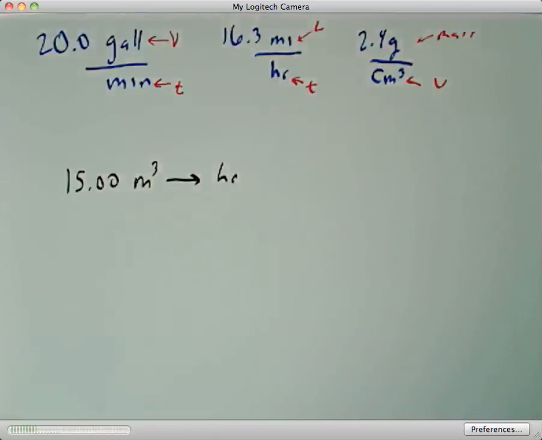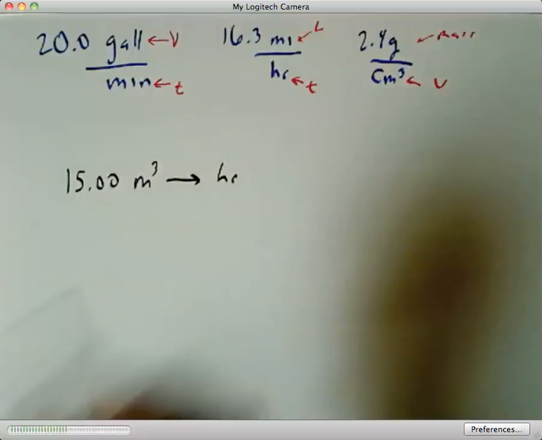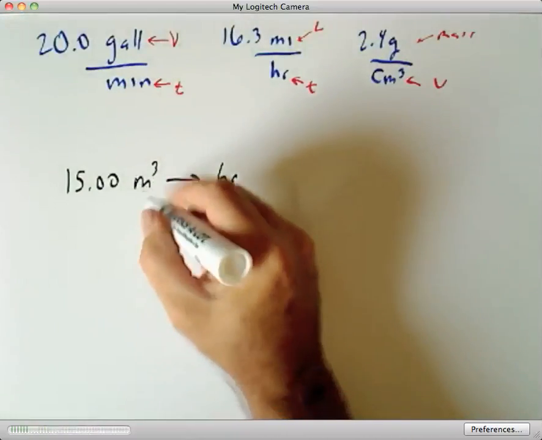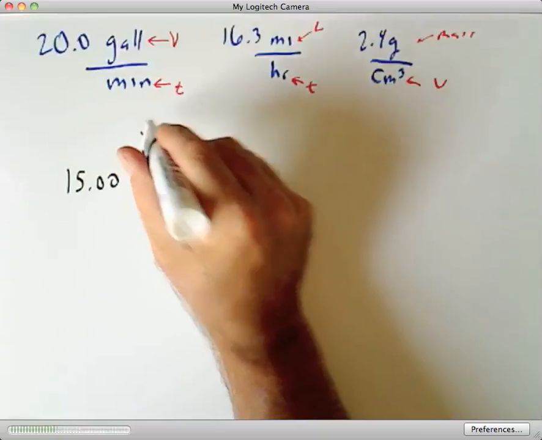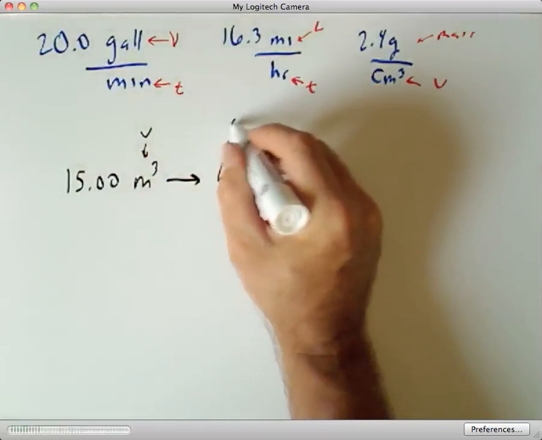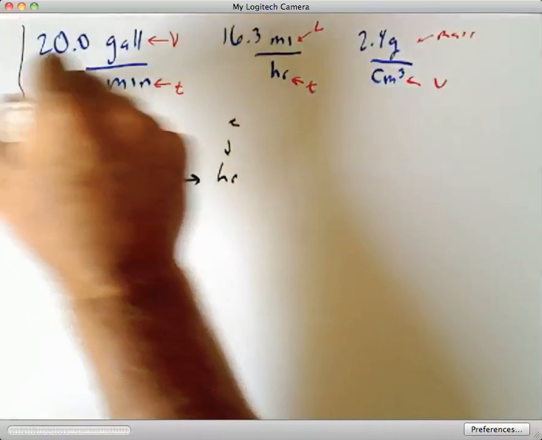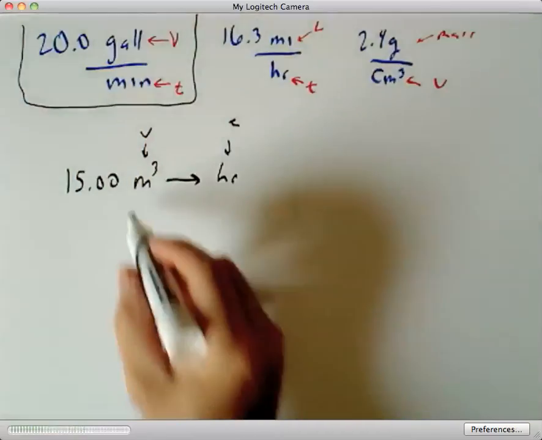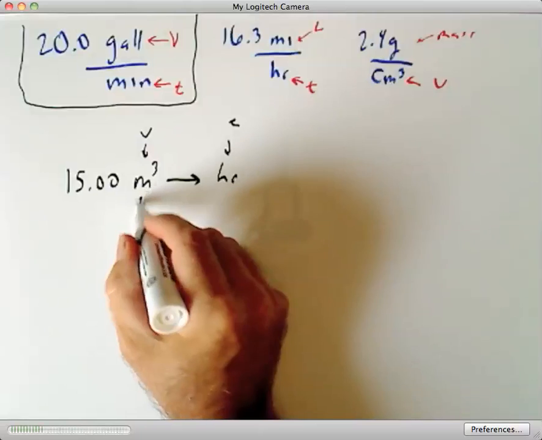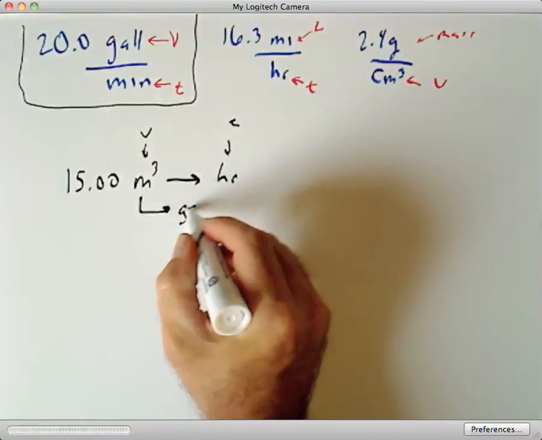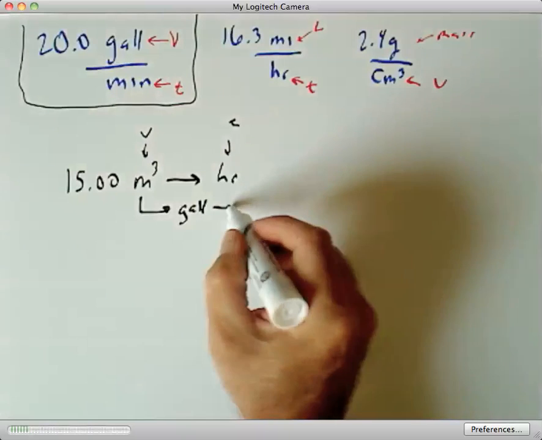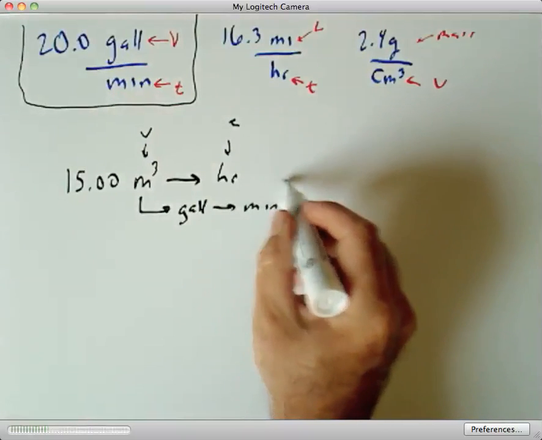So the first thing we'd have to do is look and see what it is that they're asking us to do in terms of the units. So this unit here is a volume, and this unit here is a time. So we need to find one of those ratios above that will compare volume and time at the same time. And that looks like this first one. Okay, so my plan is going to be convert cubic meters into gallons, because then I can use that ratio to convert gallons to minutes and then minutes to hours.